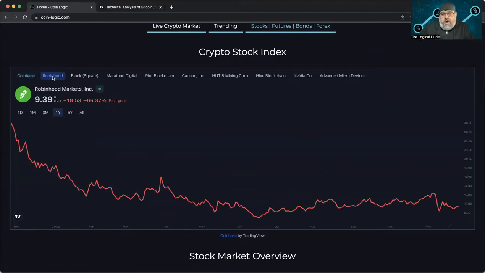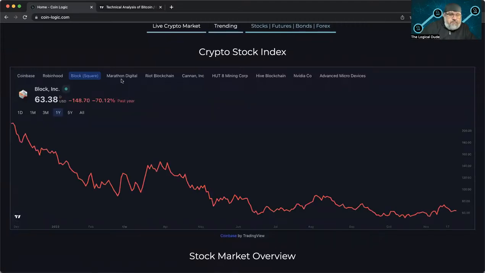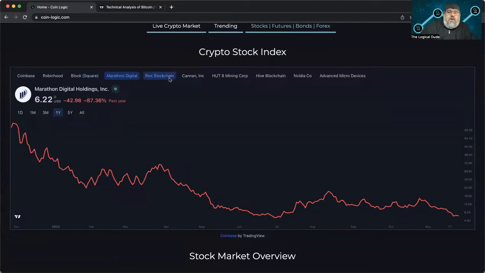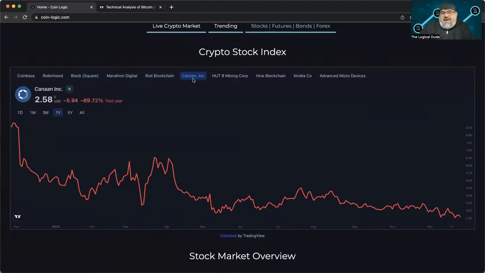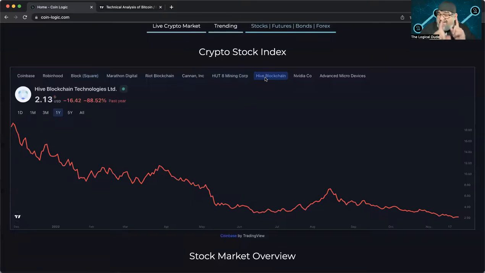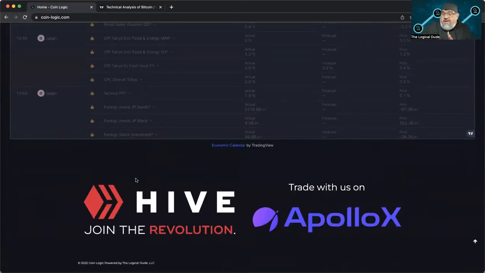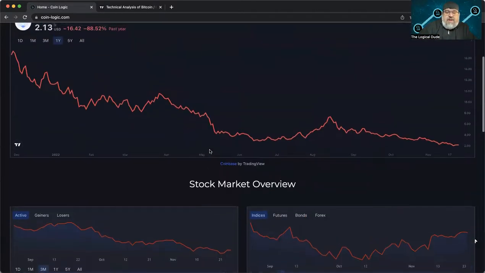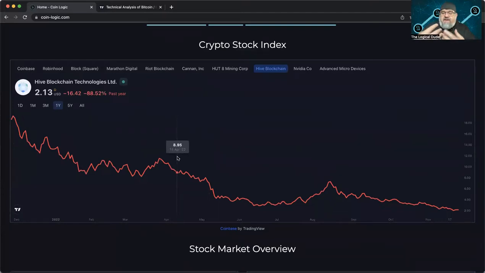We've got Coinbase, Robinhood, Block or Square. We've got Marathon Digital, Riot Blockchain, Canaan Incorporated, their mining company, Hut 8 Mining Corporation, Hive Blockchain. This is not, pray tell, our Hive blockchain, the one that I'm actually posting on, okay? This is different. This is actually a publicly traded mining company. They also invest in other software, DeFi, that kind of stuff. So that is Hive Blockchain Technologies Limited.